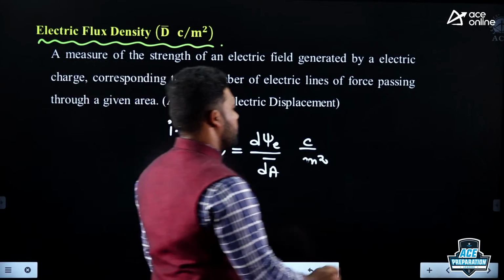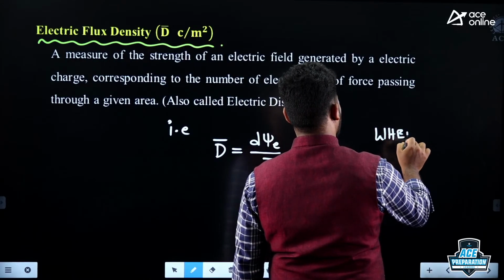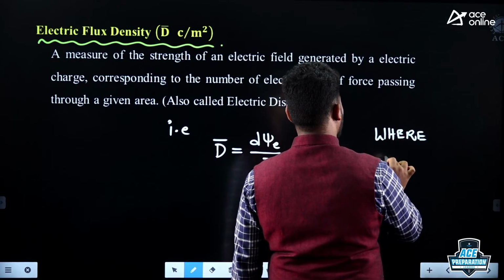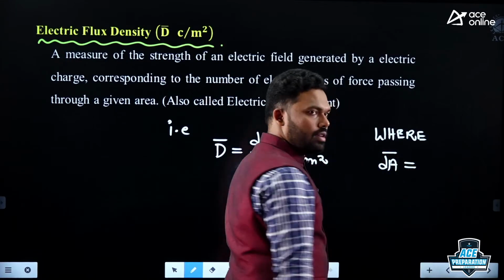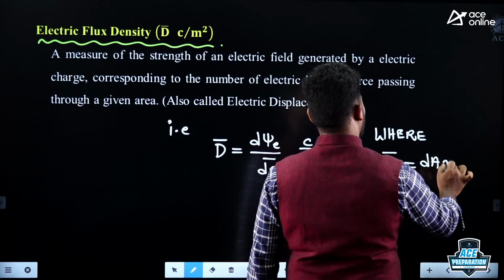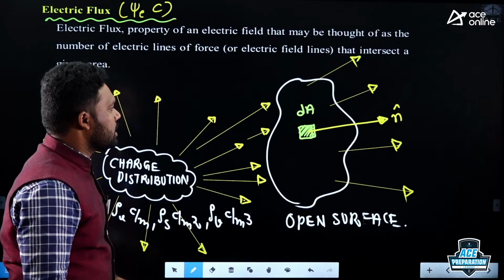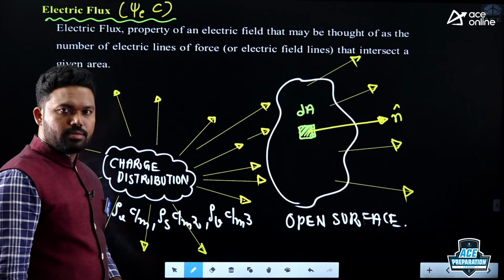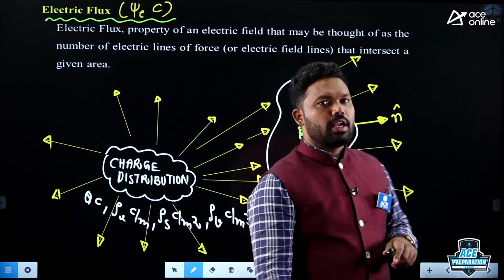Where, what is this dA? Where dA, the differential area, is equal to dA into n cap. The area direction is the normal direction. Okay, let me go back here. Fine. Now, this is the concept of flux and flux density.